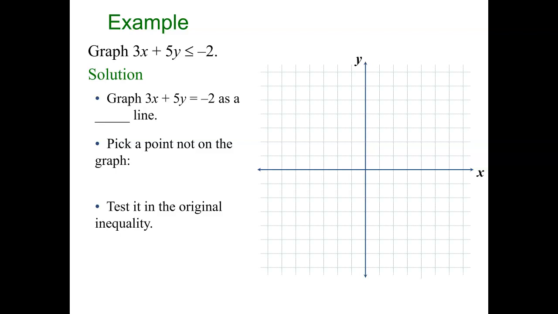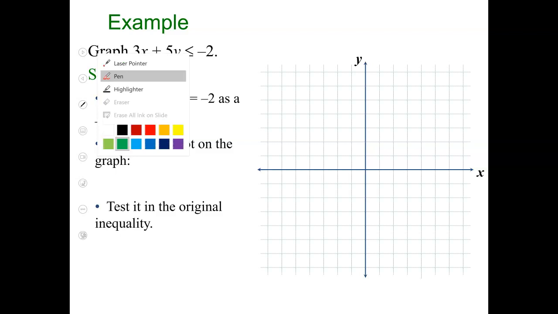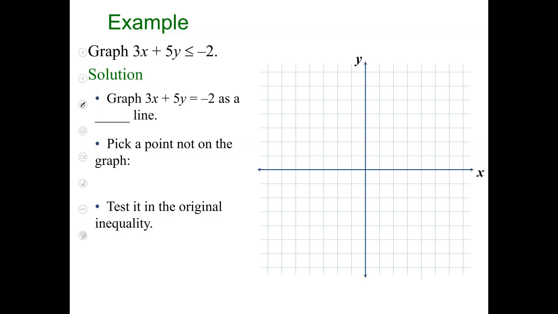What's the first thing I need to do with this equation in order to be able to graph it? What am I trying to do to that equation? Get y by itself, slope-intercept form. So we're going to get 5y less than or equal to negative 3x minus 2. Is it in slope-intercept form yet? No. What do I need to do next? Divide everything by 5. So then it turns into y is less than or equal to negative 3/5 x minus 2/5.